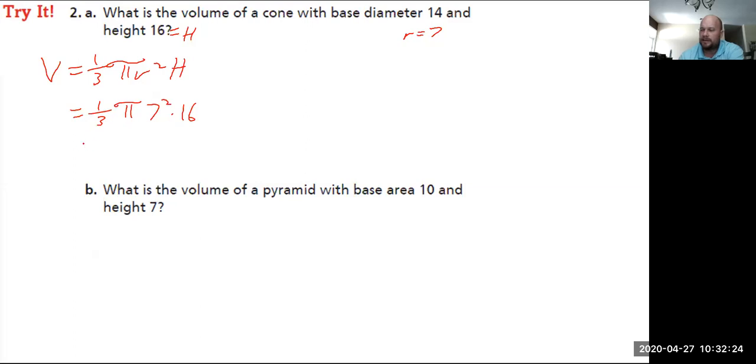Just multiply this out. Now it doesn't say what to leave it in. You could leave it in terms of pi if you want to, or you could round it. So for this one, again, it's not like the other questions where we had to know the volume in order to do something else with it. So again, it's fine to leave this in terms of pi. If we just multiply this out, 7 times 7 is 49. 49 times 16 is 784. Let me write that down so that the steps are all shown. So I got 1/3 times 49 times 16, which then I said was 784.